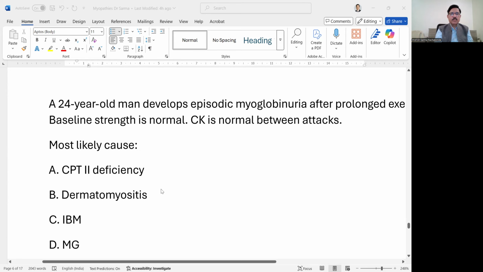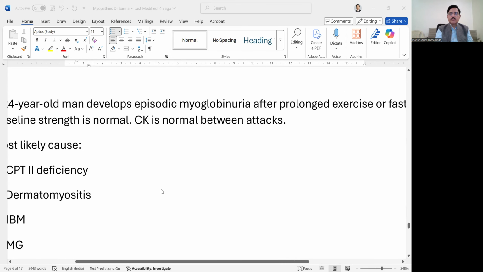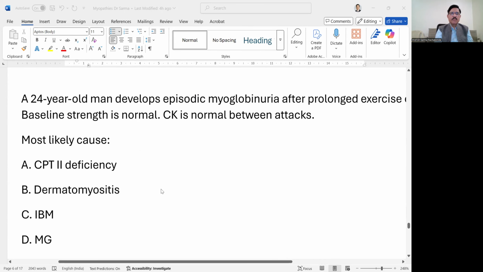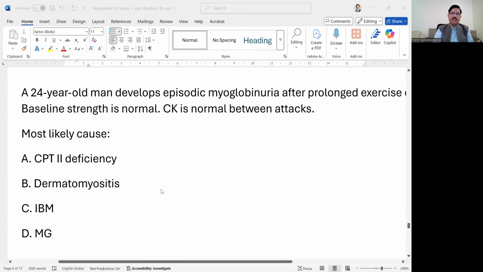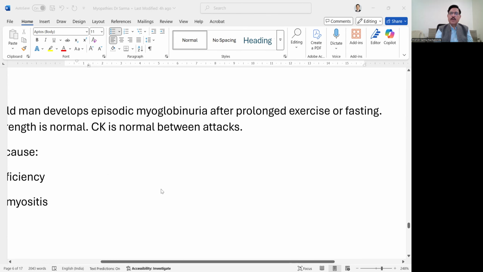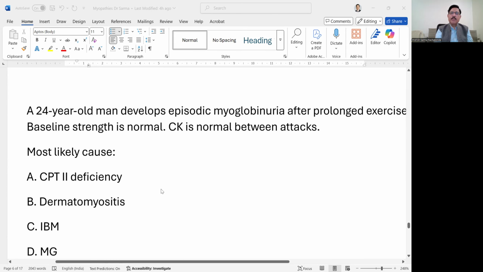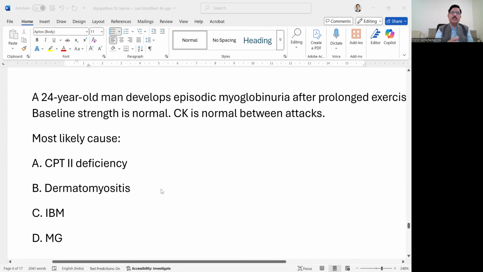Next one, a 24-year-old man develops episodic myoglobinuria after prolonged exercise or fasting. Baseline strength is normal, CK is normal between attacks. What is the most likely cause? After prolonged exercise or fasting, he is developing episodic myoglobinuria.